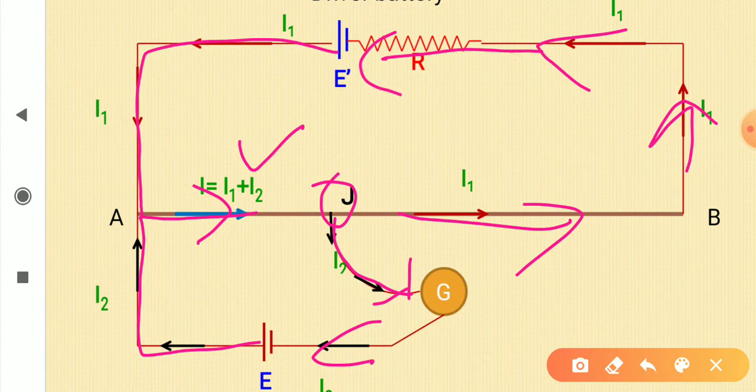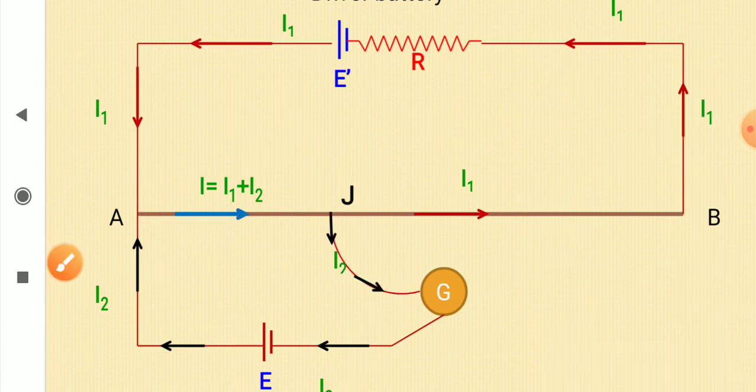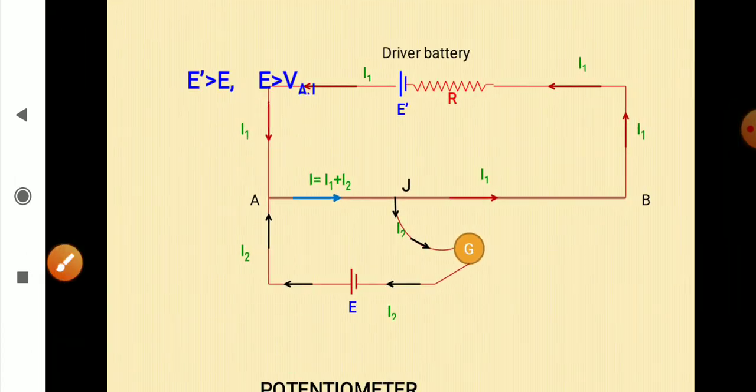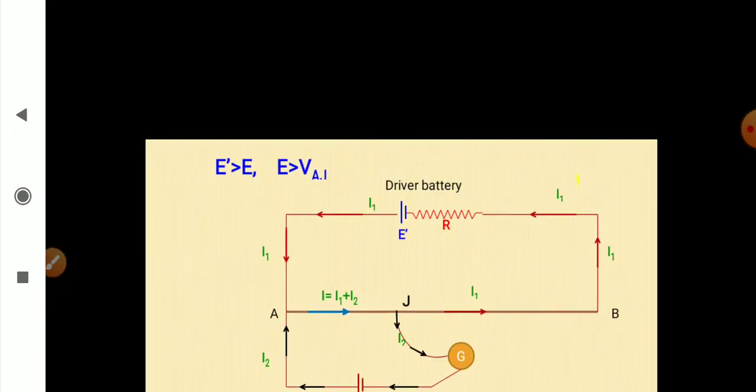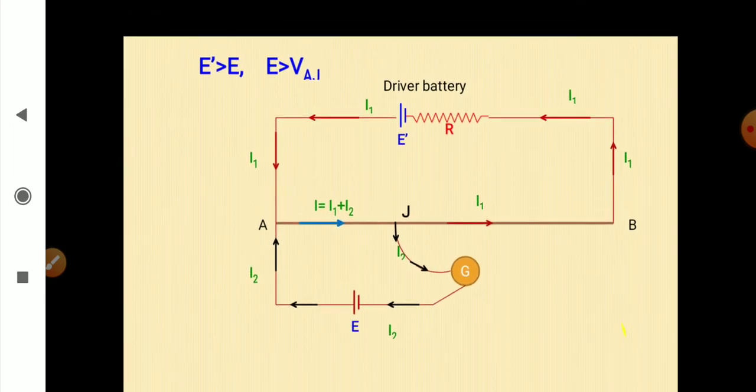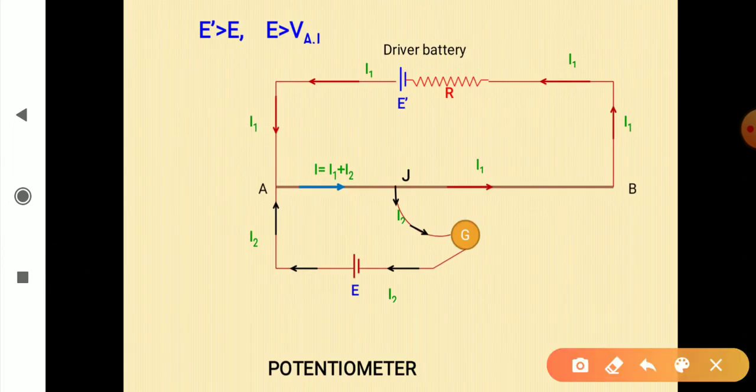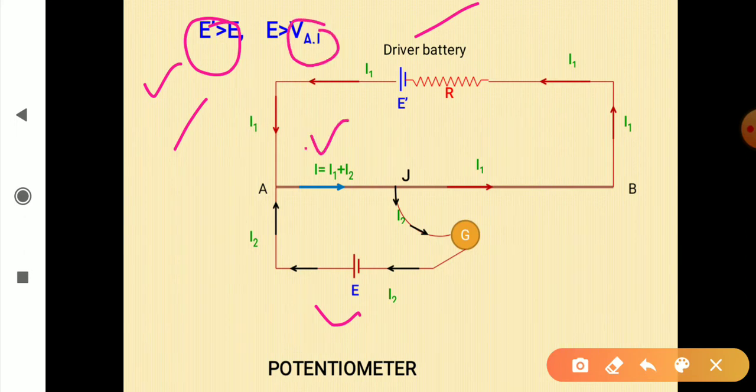Now, what is the possibility of this kind of flow of current? This is possible only and only when this driver battery has greater EMF than this cell, a necessary condition. And the potential difference between A and J, this potential difference from here till this point J, is lesser than this EMF of the cell.